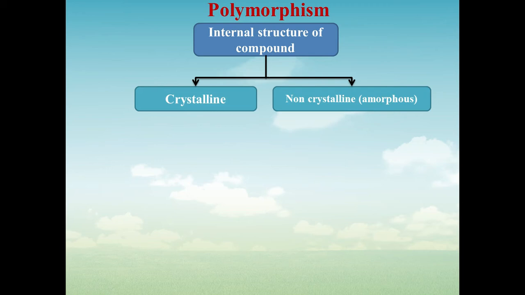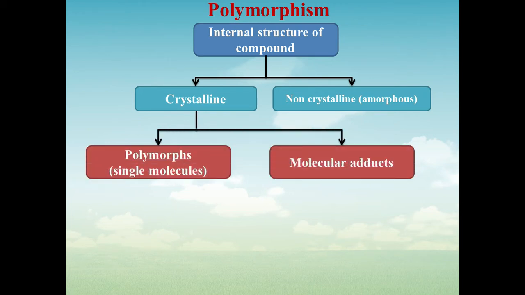Crystalline substances are again of two types: polymorphs and molecular adducts. This classification of the internal structure of a chemical compound is very important. Without it we cannot understand polymorphism, the amorphism phenomenon, and also pseudopolymorphism. For all three we need to be clear about the concept of the internal structure of a chemical compound.